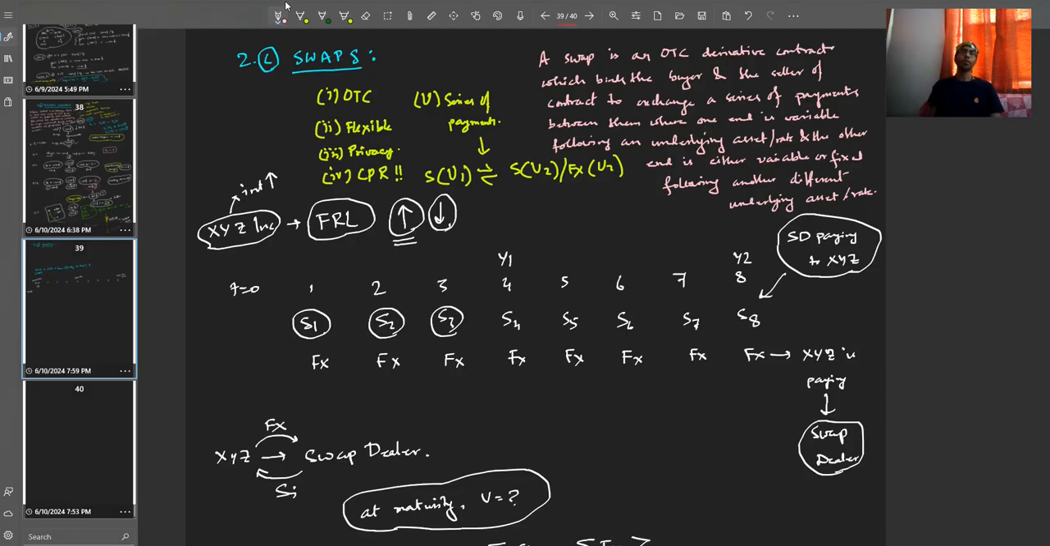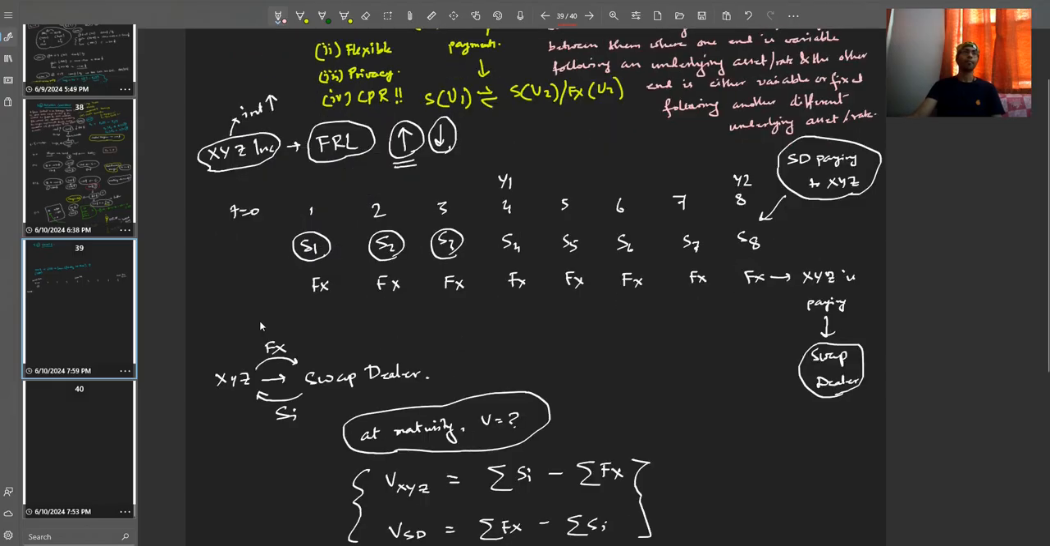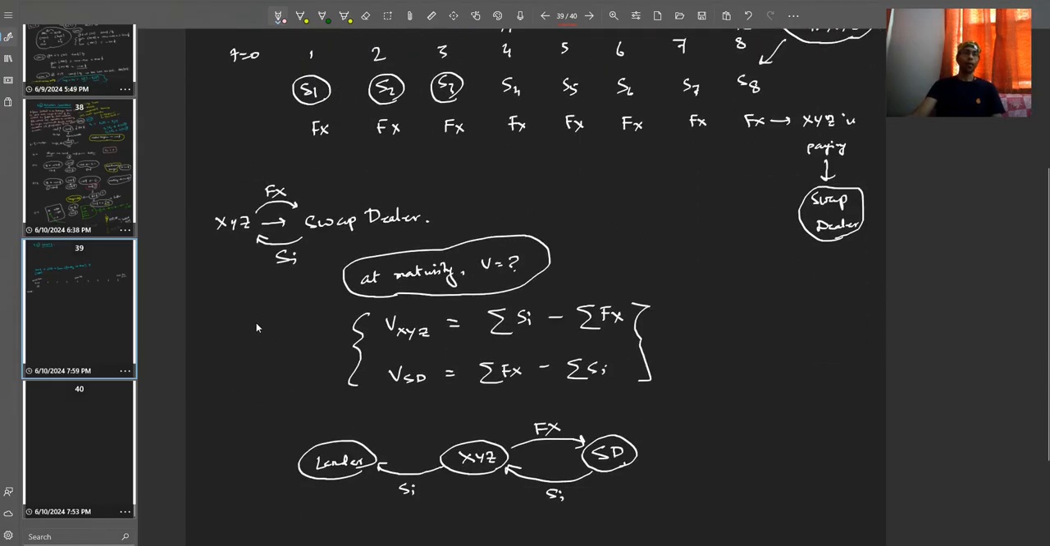Now, pertaining to swaps, let us understand who is a buyer and a seller. In our example, friends, the swap dealer is the seller and XYZ is the buyer. The buyer, as we said before, is the long person or the long entity, and the seller is the short entity. How do you confirm it?